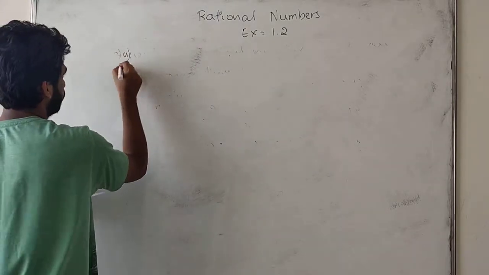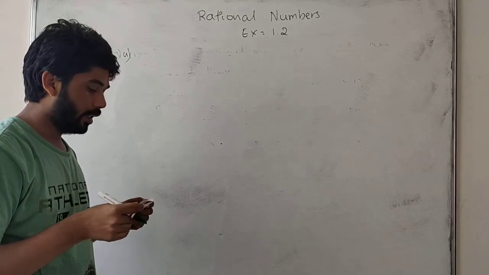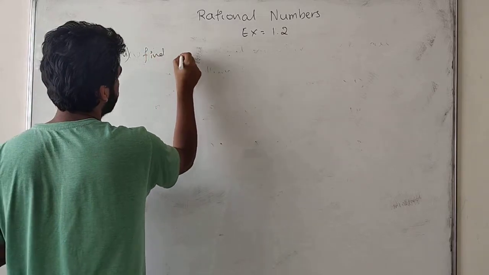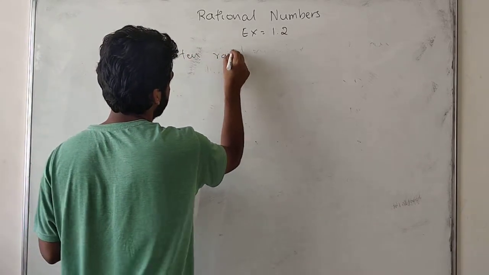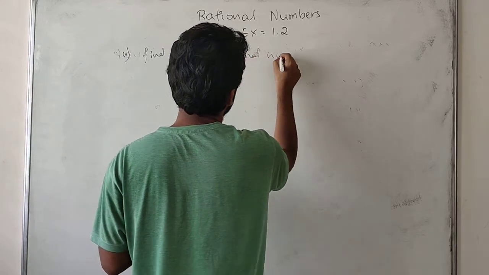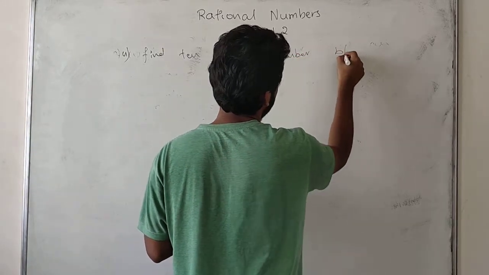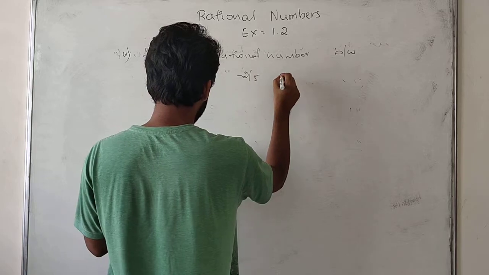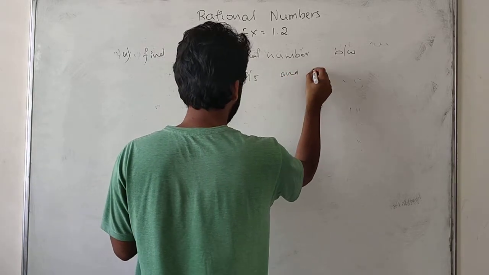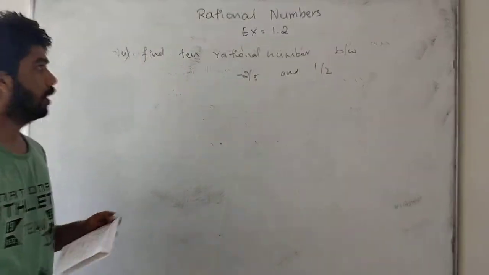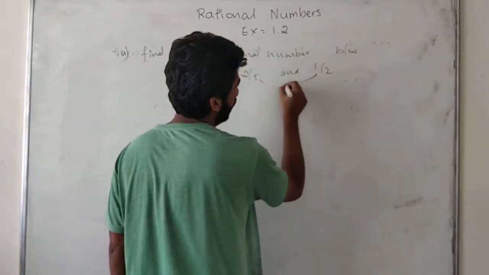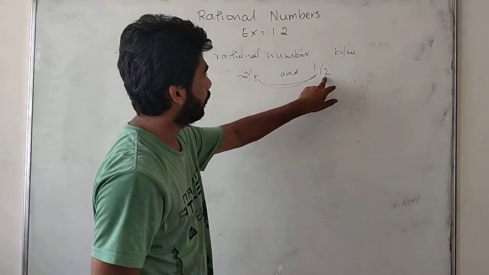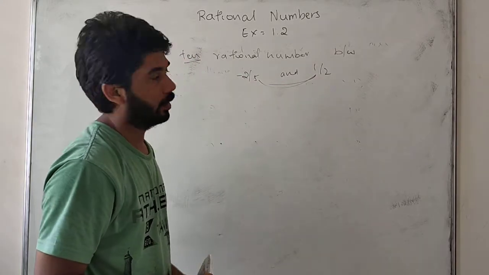So fourth one: find 10 rational numbers in between minus 2 by 5 and 1 by 2. Okay, in between, all the numbers in the middle are rational numbers, and 10 numbers will come. We have to write 10 numbers in between minus 2 by 5 and 1 by 2.